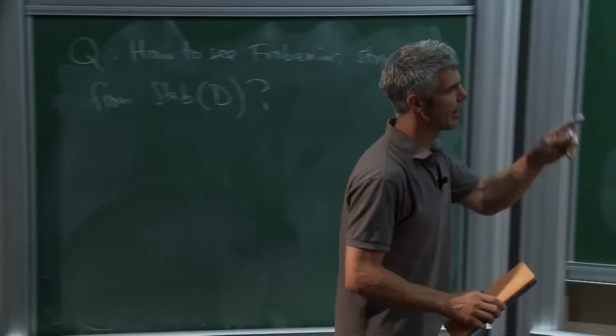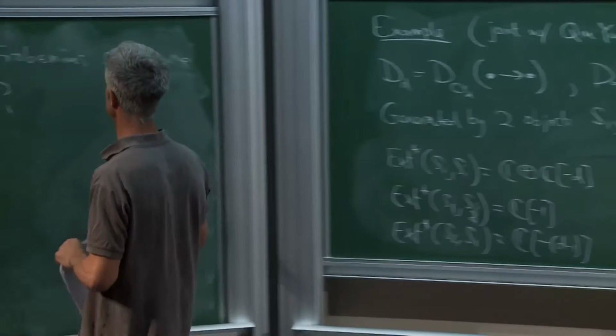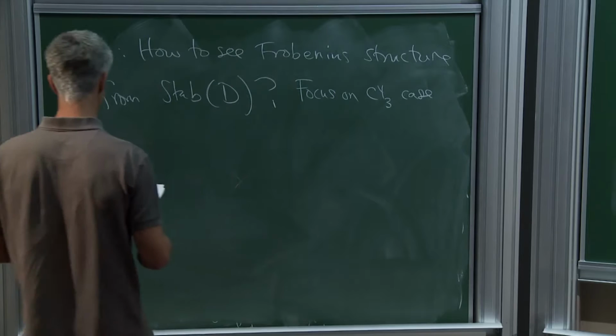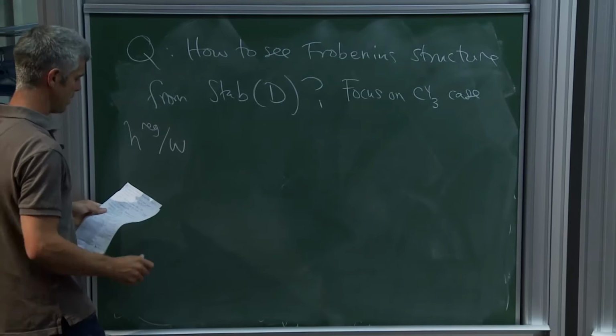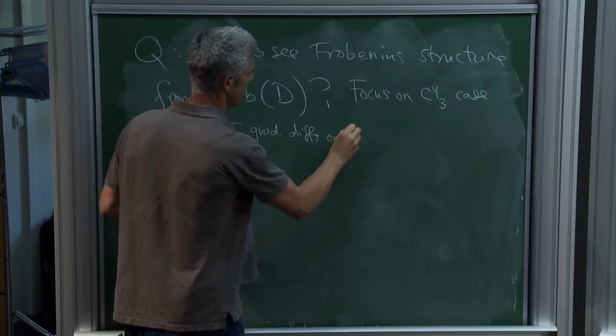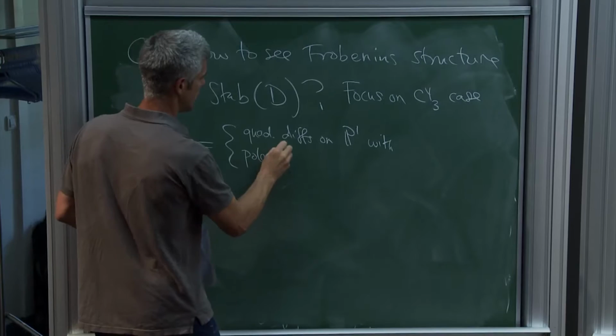And I should say that I've only treated this quite simple example, but this is part of a much bigger family of examples, so let's focus on the CY3 case for the rest. So this space parameterizes, you can think of this as the set of quadratic differentials, somewhat bizarrely, on P1 with a pole of order 7 at infinity.